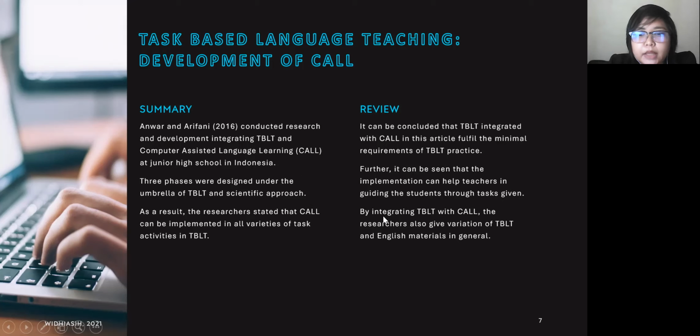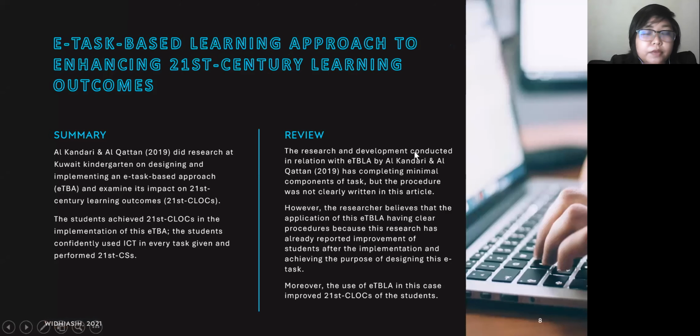And the last, by integrating TBLT with CALL, the researchers also give variation of TBLT and English material in general. This is the review of the first article, and this is the second article entitled E-Task-Based Learning Approach to Enhancing 21st Century Learning Outcomes.